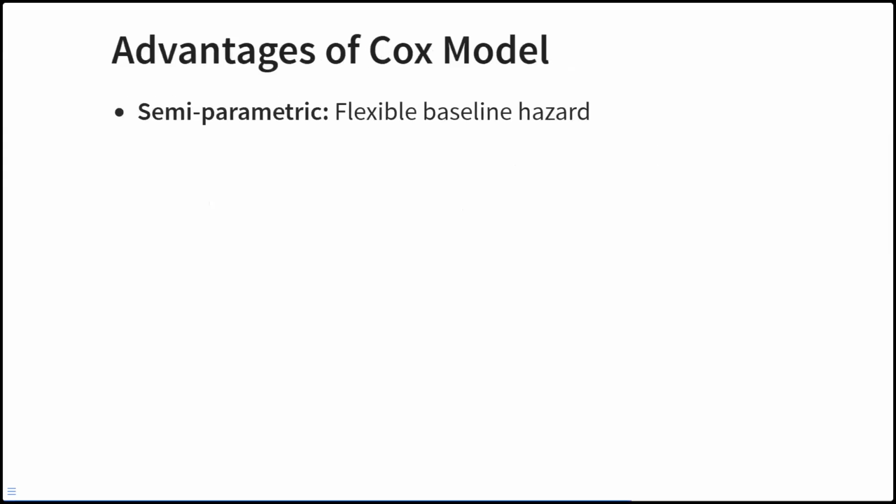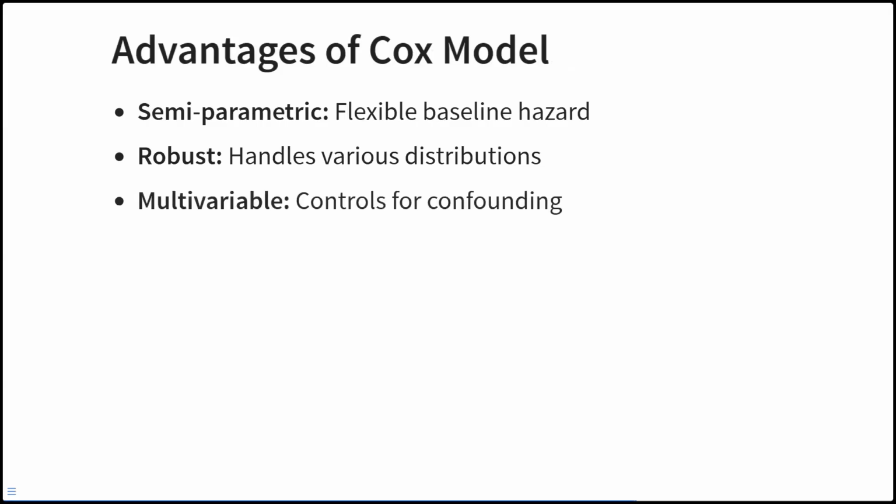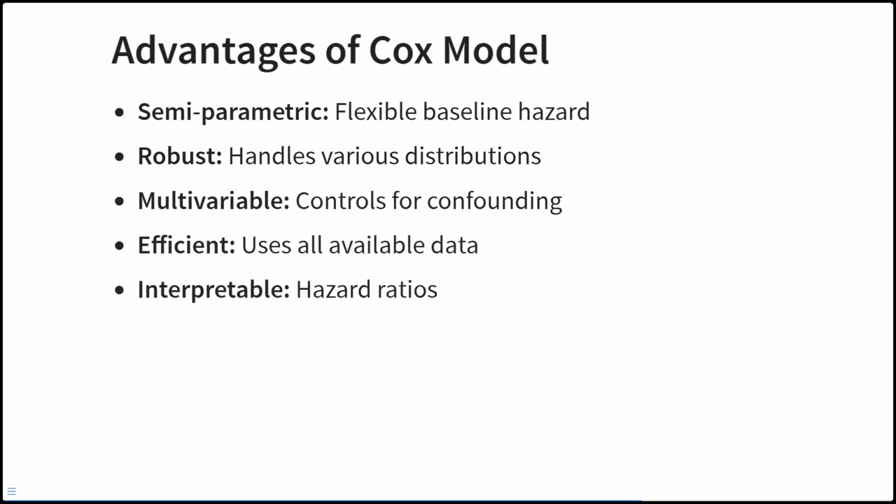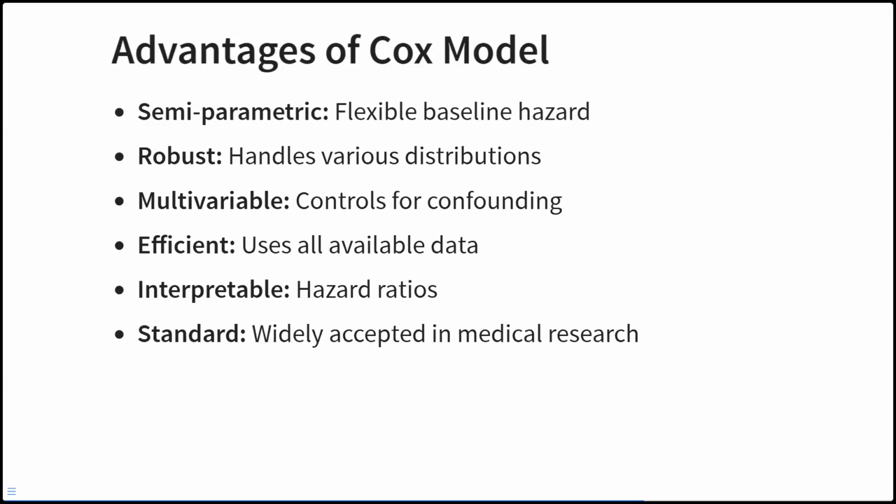So what are the advantages of the Cox model? First of all, it is semi-parametric, which makes it flexible, and it's also robust. It can handle various distributions, and it is multivariable. It controls for confounding, and it's also efficient. It uses all available data, and also it is interpretable because of the hazard ratios, and is widely accepted in medical research. So the limitation of the Cox model is the proportional hazard.